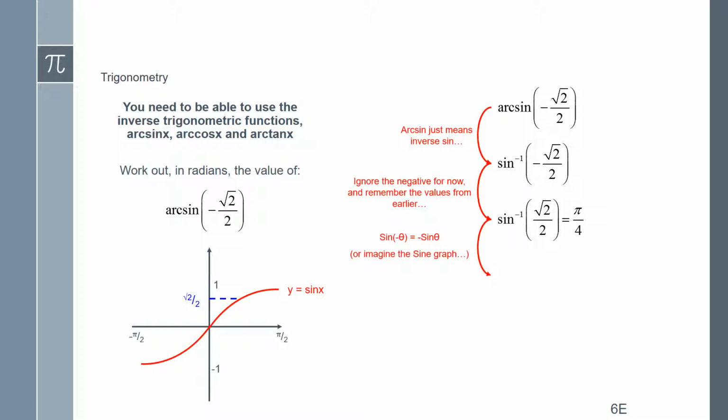So root 2 over 2 is there. That gives us pi over 4. So minus root 2 over 2, using the symmetry of the sine graph, we can see gives us minus pi over 4. So the inverse sine of minus root 2 over 2 is minus pi over 4, or minus 45 degrees if we were working in degrees.